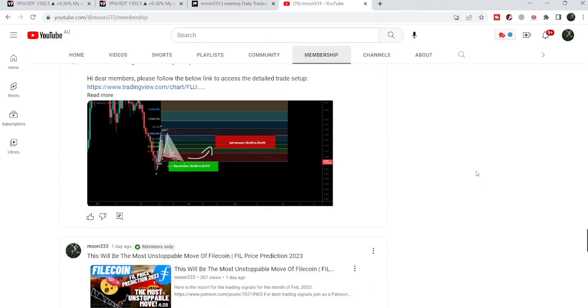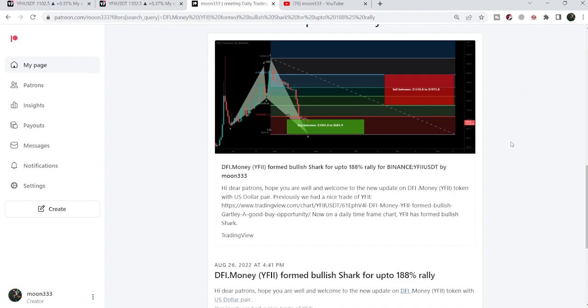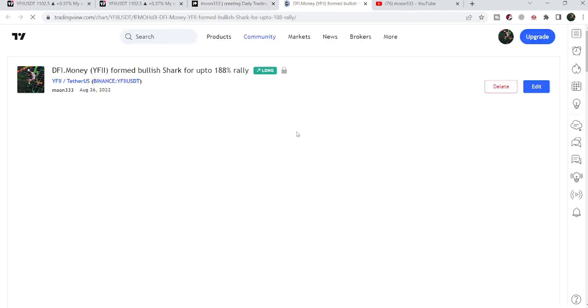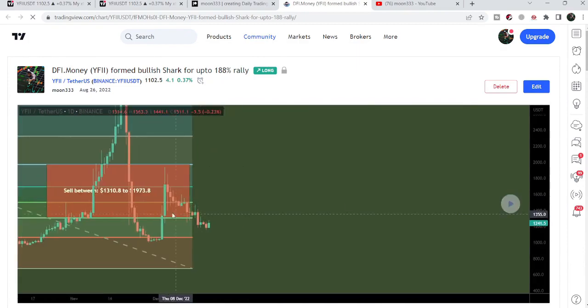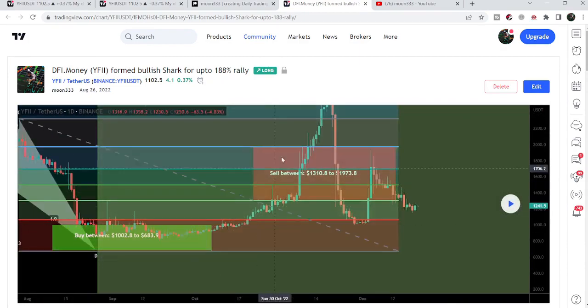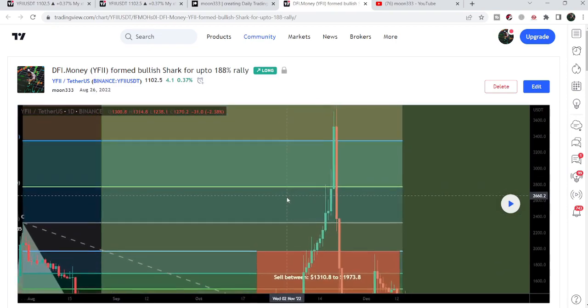So let's start the analysis. First of all, let me begin with my last trade signal of YFII token that I shared, by the way, in the month of August 2022 with my members. That was a harmonic bullish reversal Shark pattern that YFII token formed with US dollar pair on the daily time frame chart. After completing this pattern, you can see that the price then started a very massive price reversal from this buying zone. And this was, by the way, more than a 400% rally on this daily time frame chart.